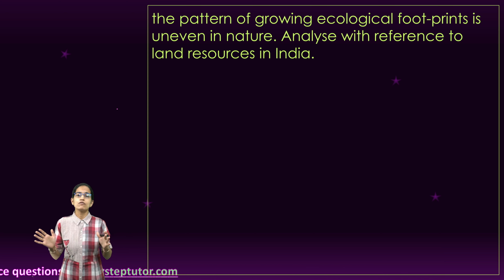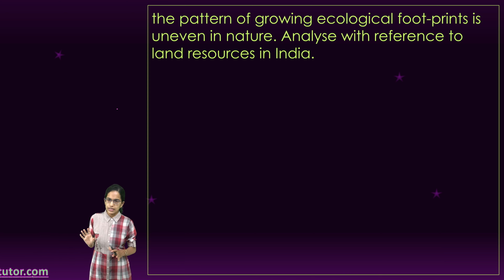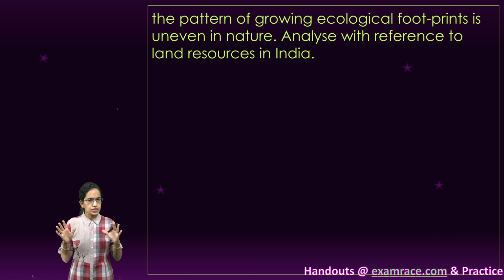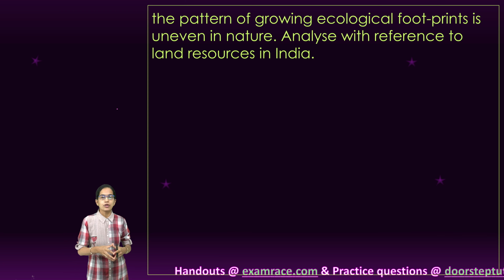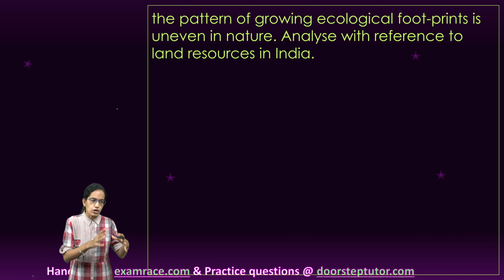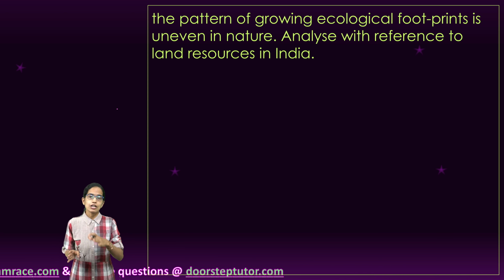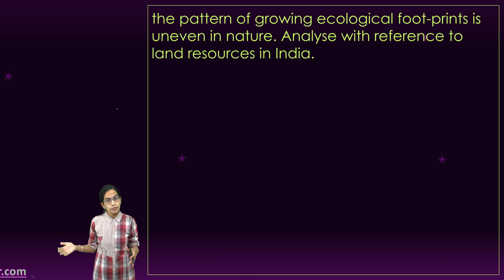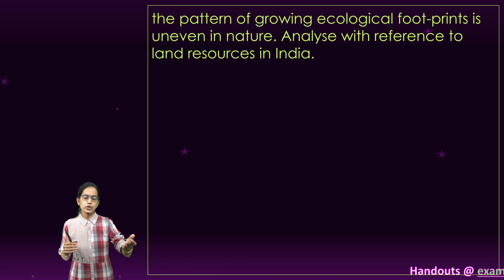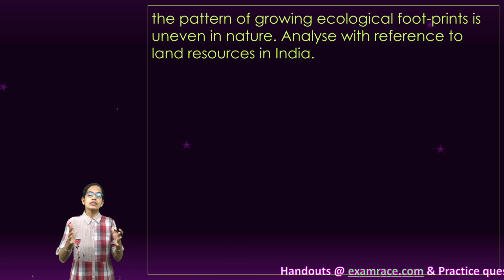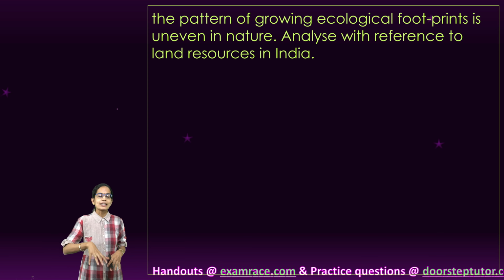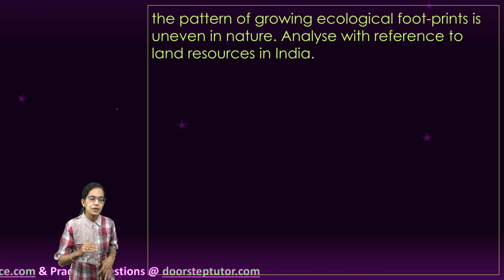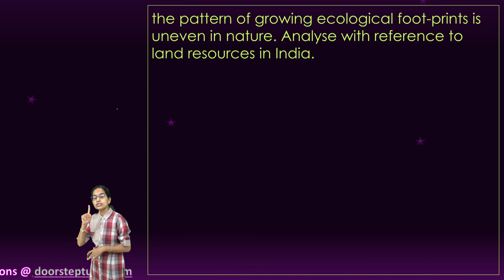The next is: the pattern of growing ecological footprint is uneven in nature with reference to land use in India. Now, what is first of all an ecological footprint? Let's first explain this. Ecological footprint is simply explained as the biological diversity, either on land, in the coastal areas, or the sea areas, which can provide renewable resources for the people who consume it and also absorb the waste which is generated. Now the pattern of ecological footprint in India is very interesting. India has the third heaviest ecological footprint in the world, and its resource use is double its capacity.